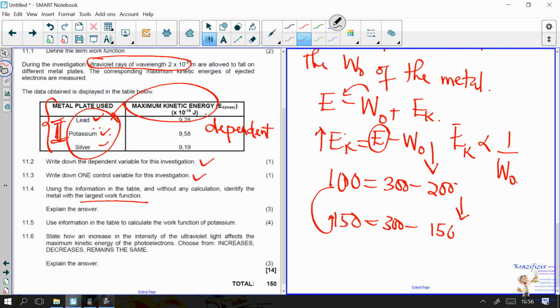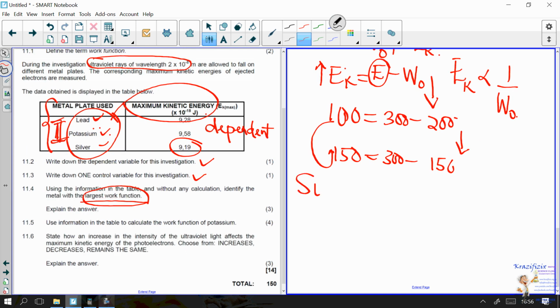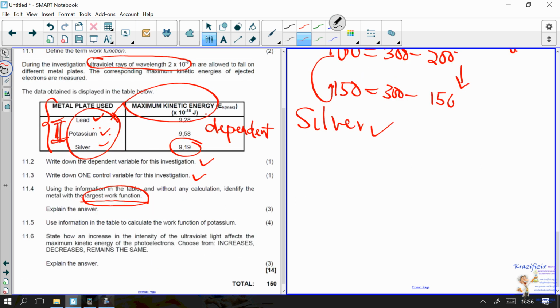Now the question says, which one has the largest work function? We should go and check the one with the lowest kinetic energy, silver. So the correct answer is silver. Explain the answer. Good. How do we explain this answer of work function in relation to kinetic energy? We will now say that kinetic energy is dependent on the work function.